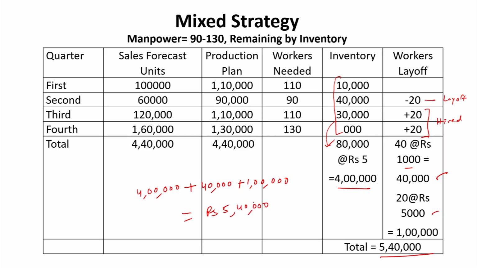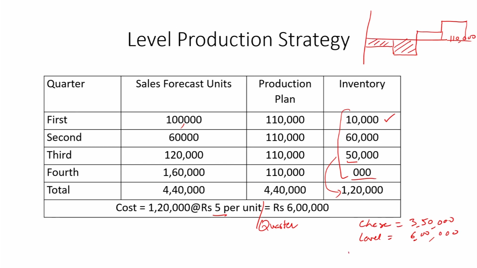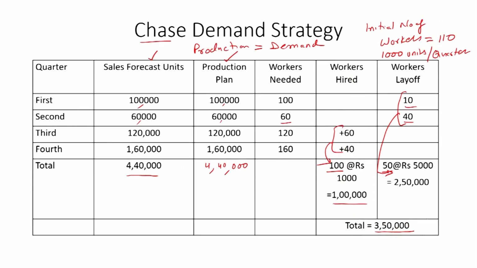So, if we compare with the previous two policies, here we can say mixed strategy, that is 5 lakh 40,000. So, in this particular situation we can say that the chase strategy is better, because the cost of the chase strategy is 3 lakh 50,000, which is lesser than the other two strategies. But again it will depend upon your cost parameters and other things.